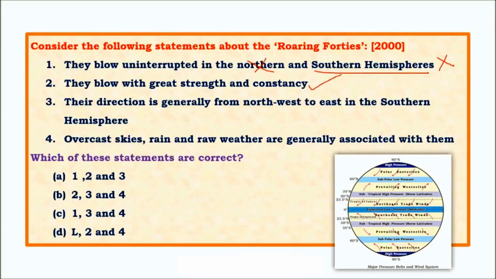Their direction is generally from northwest to southeast in the southern hemisphere. So if you look at their direction, they blow from northwest to southeast. Hence this point is also correct. Overcast skies, rain, and raw weather are generally associated with them. Horizontal movement of air along the oceans carries a huge amount of moisture with it. Hence there is cloud formation and also rain. So this point is also correct. The question asks for the answer except one, so the first one is the answer.